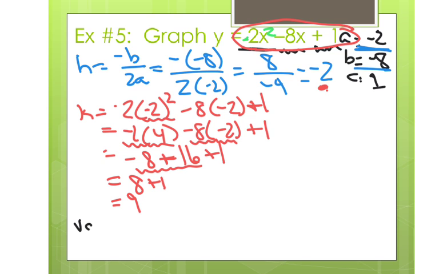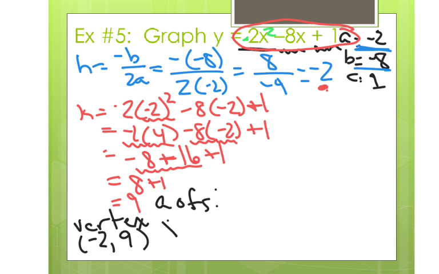So our vertex is our h and k. Our h is negative 2 and our k is positive 9, which means our axis of symmetry is going to be x equals our x value, which is negative 2. Let's go ahead and find our y-intercept. Our y-intercept is going to be 0 and then your constant value, which in this case is positive 1.